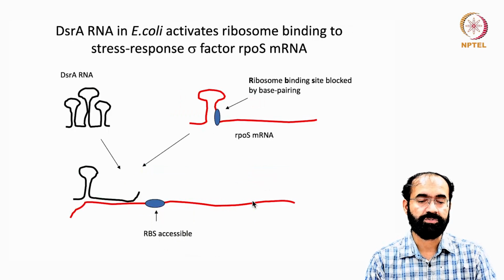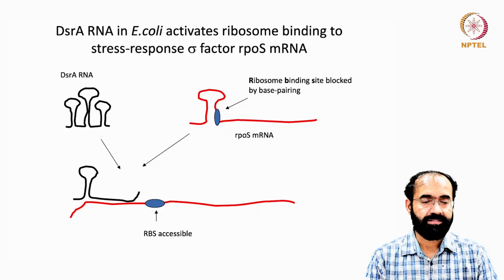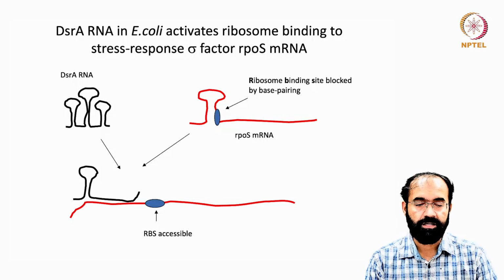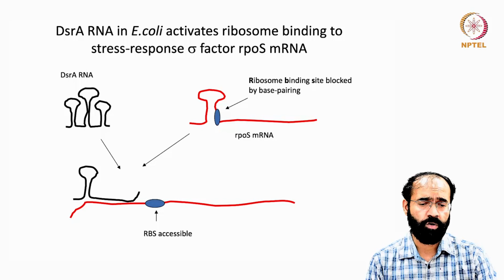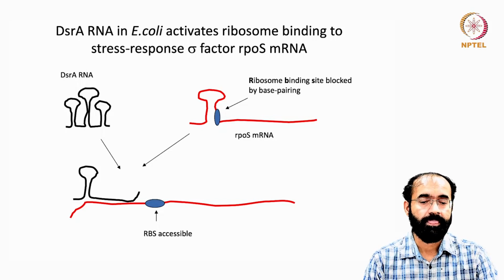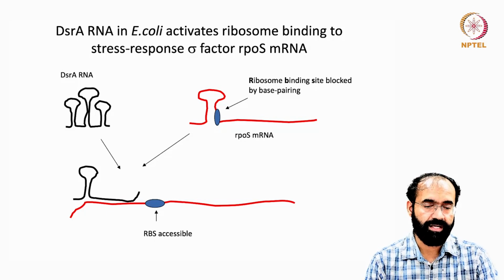And similarly, in E. coli also, a somewhat similar mechanism is followed, that is DsrA RNA in E. coli that can activate ribosome binding to the stress response sigma factor rpoS mRNA. Let us see how it is doing this.